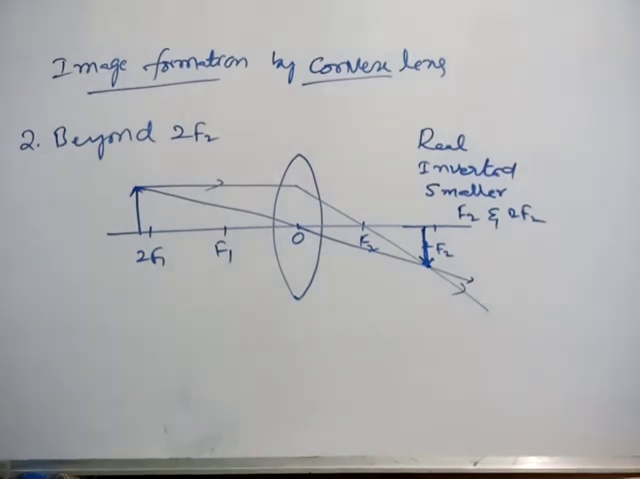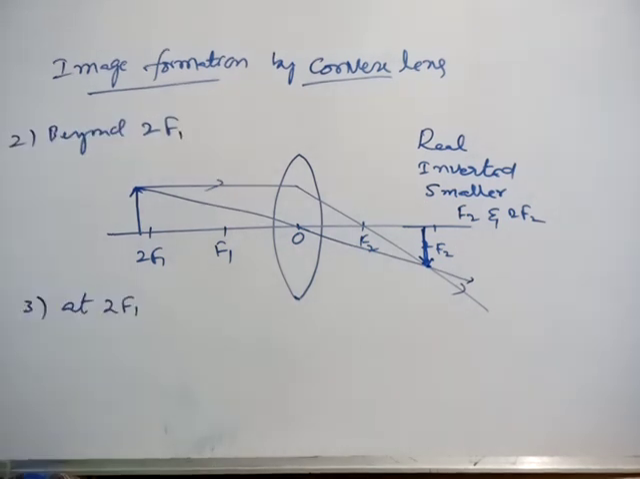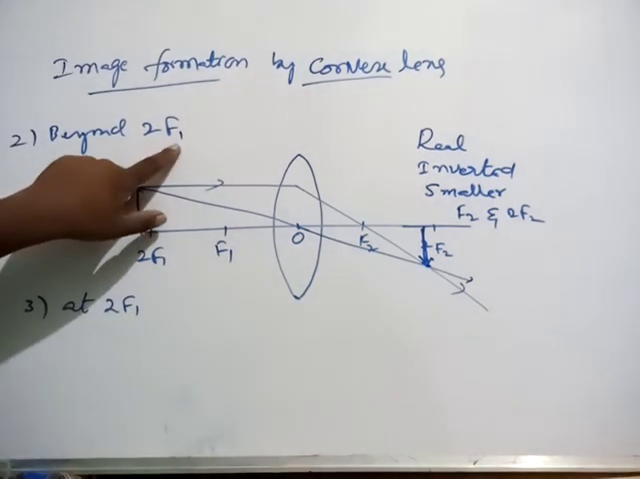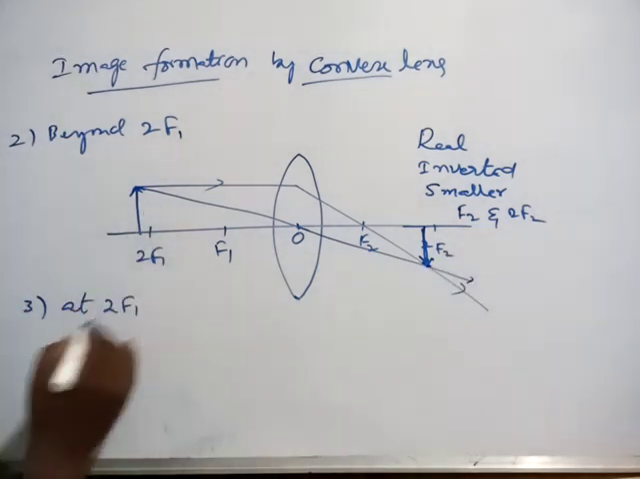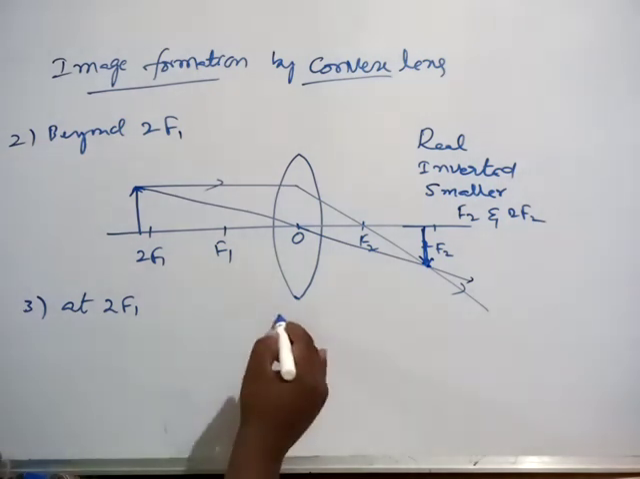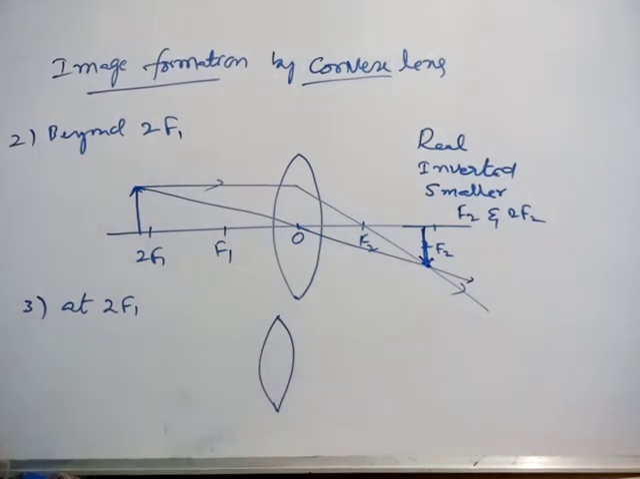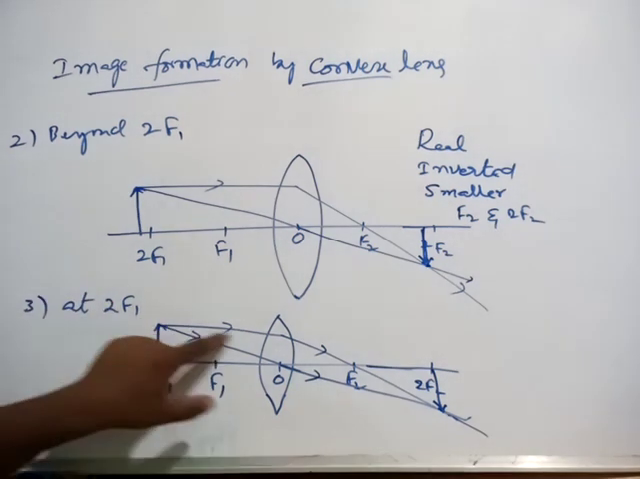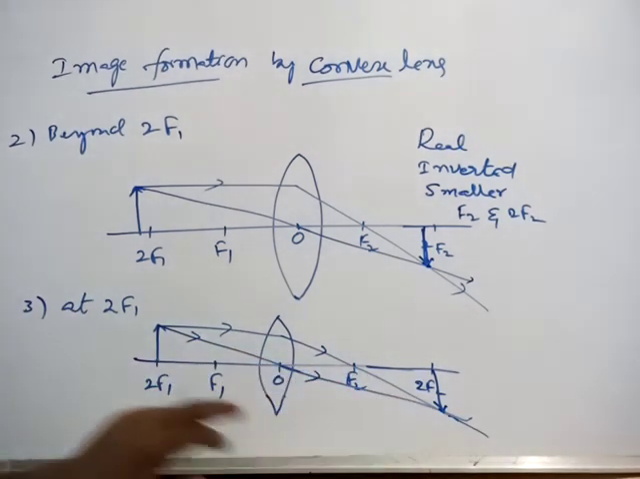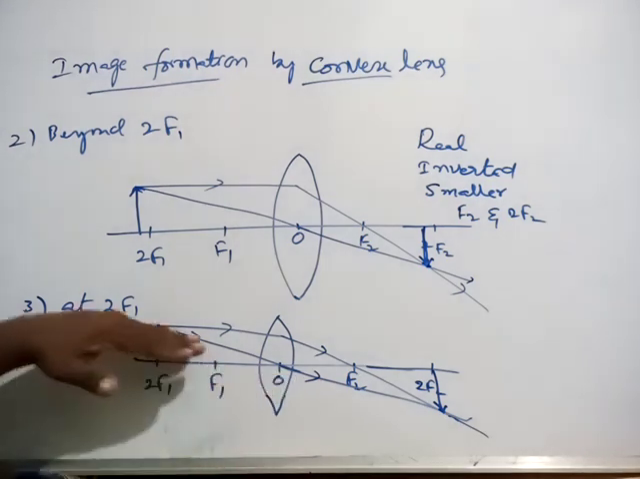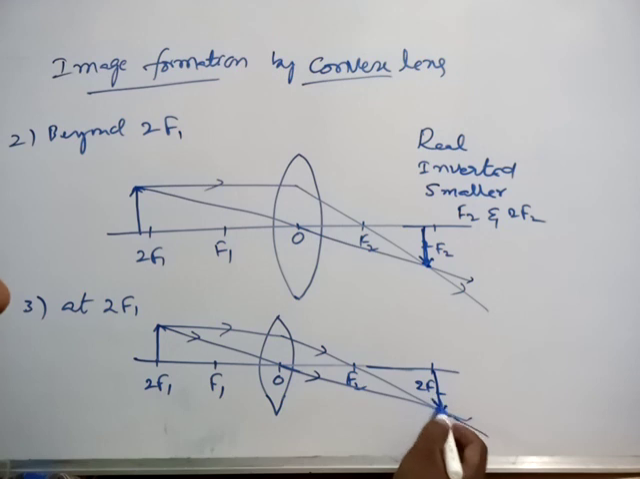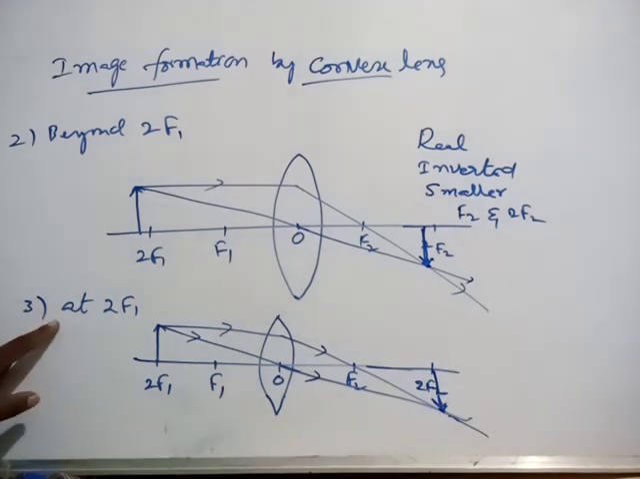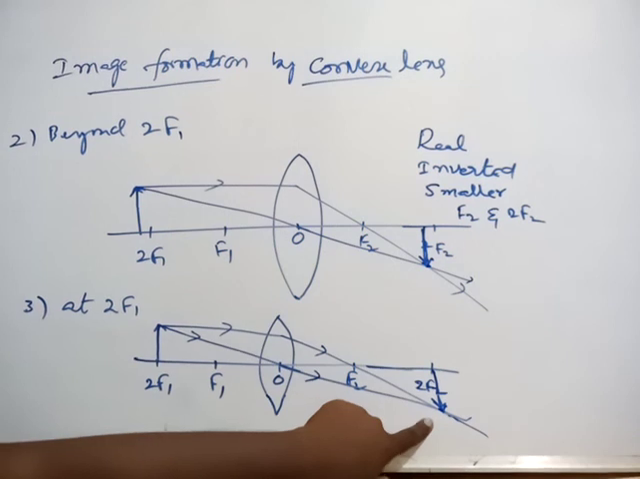And the third case, we have to shift the object to 2F1. Okay, see children, I forgot, I wrote 2F2 here, I think it should be beyond 2F1. Okay, 2F1 here, 2F2 there. Now the object is shifted to 2F1. See Nana, the parallel incident ray passes through the focus, and the incident ray through the optic center passes in a straight line only. Both rays intersect at this point, 2F2. So if the object is at 2F1, the image will be at 2F2.